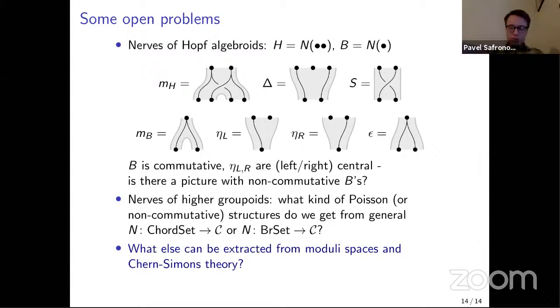And one more question: can you encode bialgebras instead of Hopf algebras in some formalism like that? Not that I know. The antipode was really important, and even the invertibility of the antipode was very important.